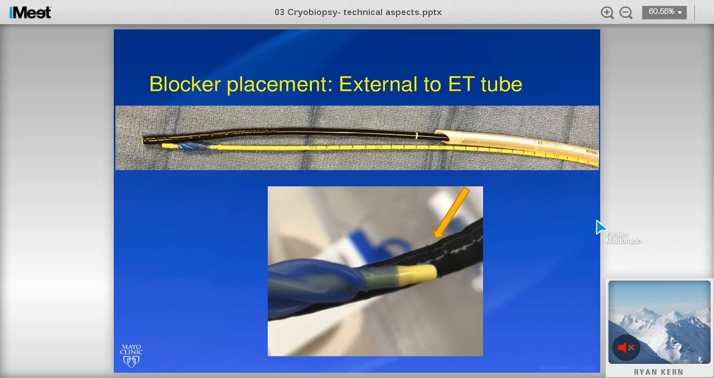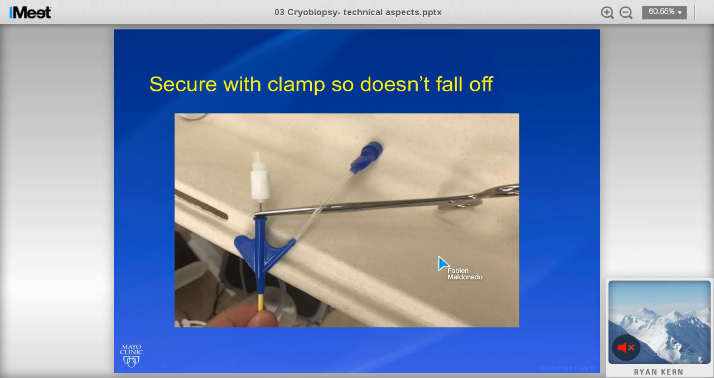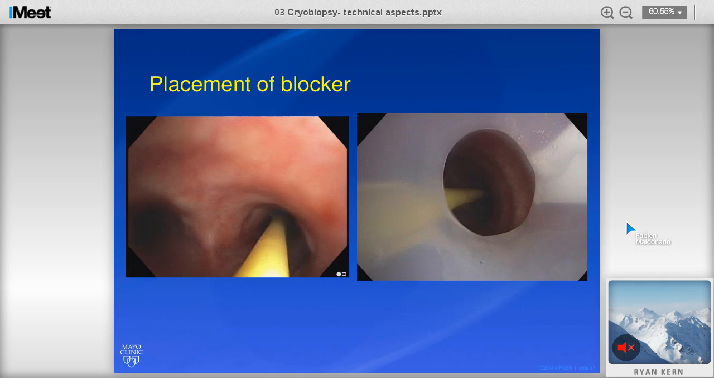Then the loop is attached to the tip of the bronchoscope that's already been loaded through your endotracheal tube, and you can see that cinched up here. Now, if you just leave it like that, that's going to come uncinched, and the whole thing's going to fall off. And so next slide, please. We usually use a clamp or have someone hang on to this so that the blocker doesn't fall off when you're placing the blocker. Next slide, please.